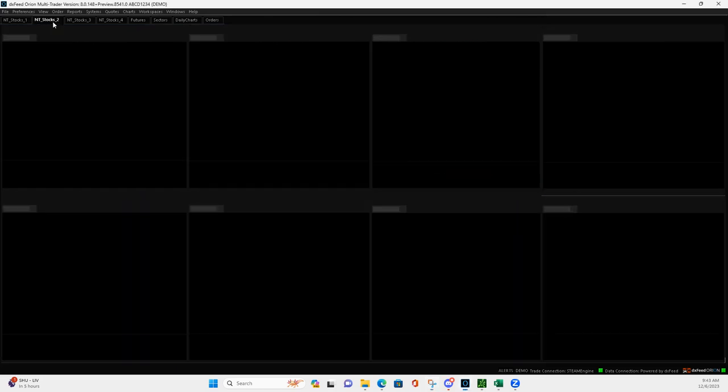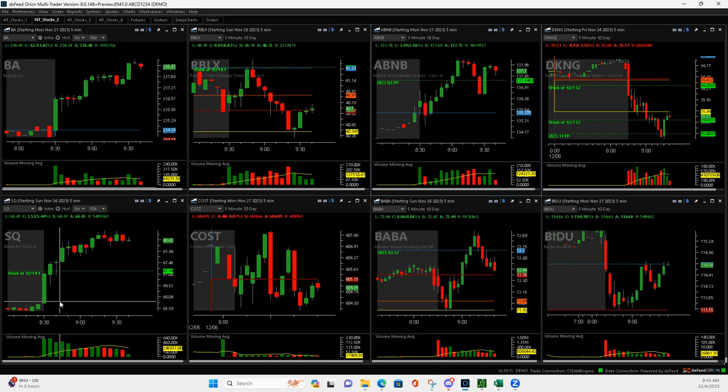First off, Square. This is exactly what you want in a volume runner. So big, this bar here, big as the first. And on this pullback, to be honest with you, I didn't get a very good fill. I got in right here at this pivot when it pulled back, and it kept coming down. I could have got maybe 10 cents better. But, man, it ripped up, and I just scaled out.